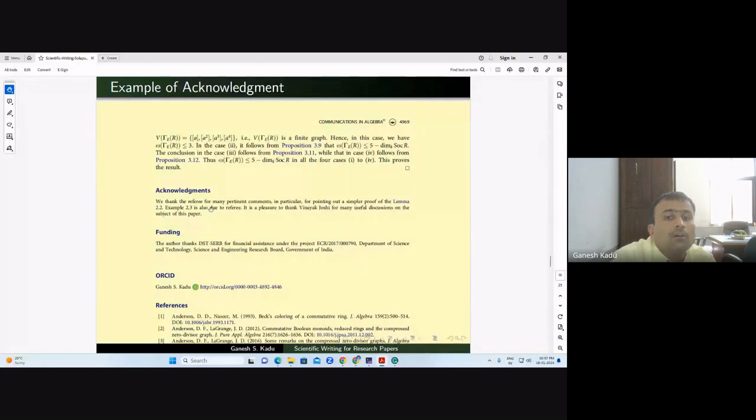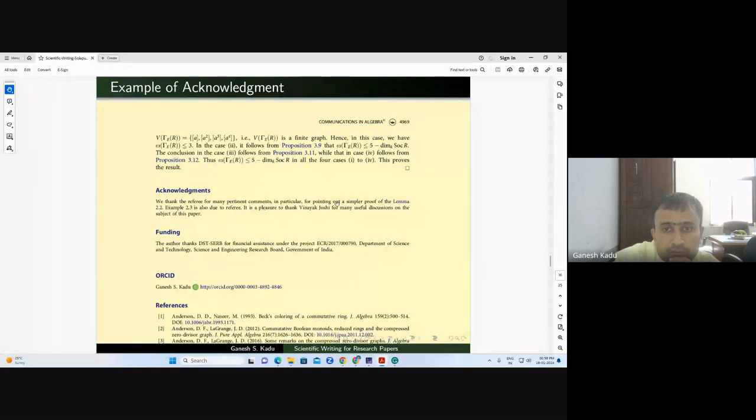Okay. Then acknowledgement. So here in the acknowledgement section, I've acknowledged, for instance, the referee. So we thank the referee for many pertinent comments, in particular for pointing out the simpler proof of the lemma 2.2. Example 2.3 is also due to referee. So referee has made some very good, important comments. He simplified some part of the proof. So we thanked the referee.